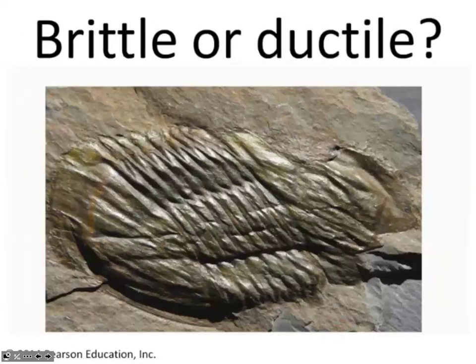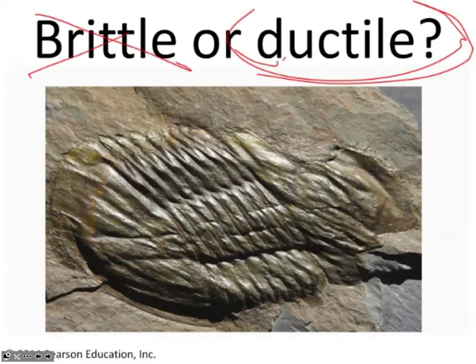Let's test you on the concept. Take a look at this. This is a deformed trilobite fossil. You tell me, is this brittle or ductile deformation? Hopefully you said this is ductile deformation. If the trilobite were snapped in half, it'd be an example of brittle deformation, but here the trilobite has flowed into a new shape, so that is an example of ductile flow.